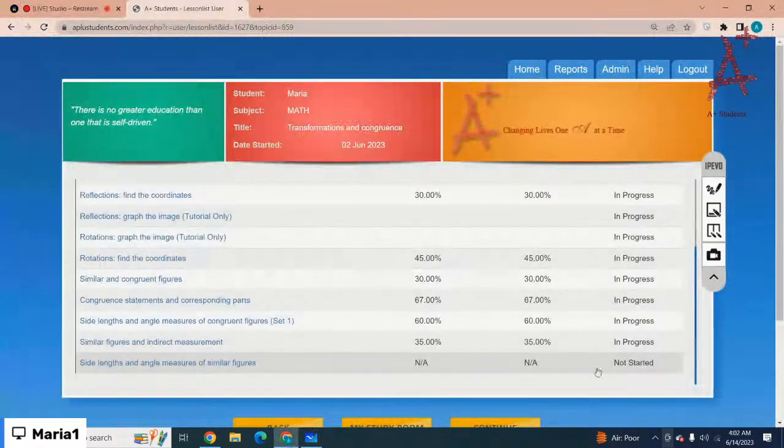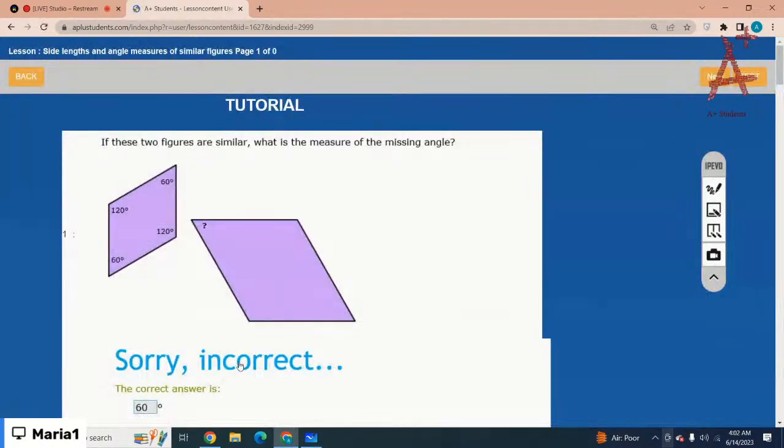Basically, we are done with all the lessons from aplusstudents.com. That is the last one from the chapter. So from now on, from the next lessons, we're going to start with the book. Got it? We're going to cover the chapters from the book. So today, that is just the last lesson from the website.